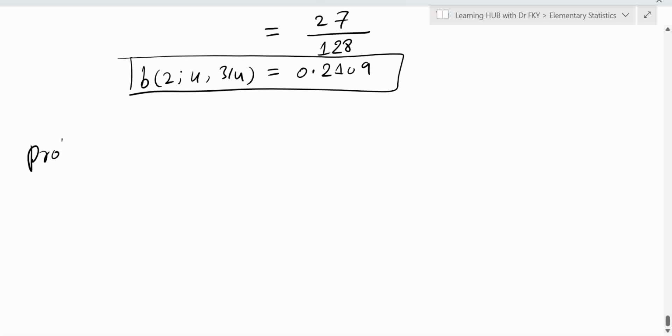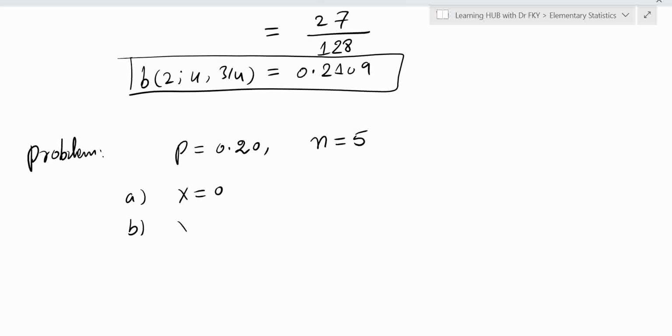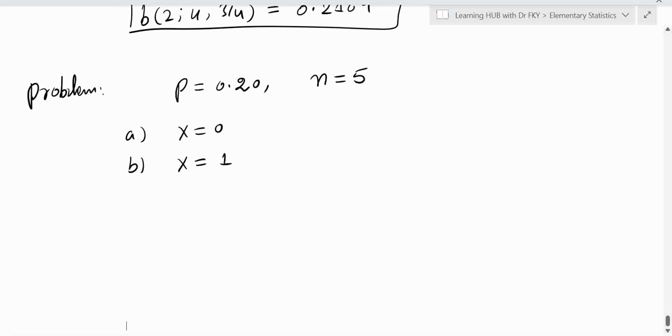Problem: p is equal to 0.20, the probability of late, n is equal to 5, and we have two questions: x is equal to 0, x is equal to 1. Again, you can see this problem is a binomial problem because there are two possibilities. Maybe the plane is late or not late. And you can see the other conditions are also satisfied.